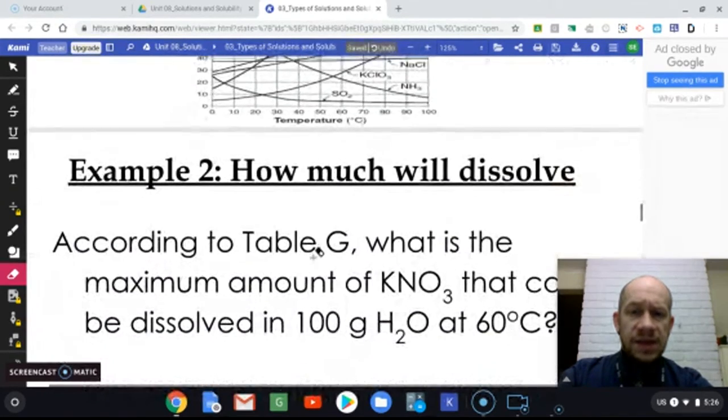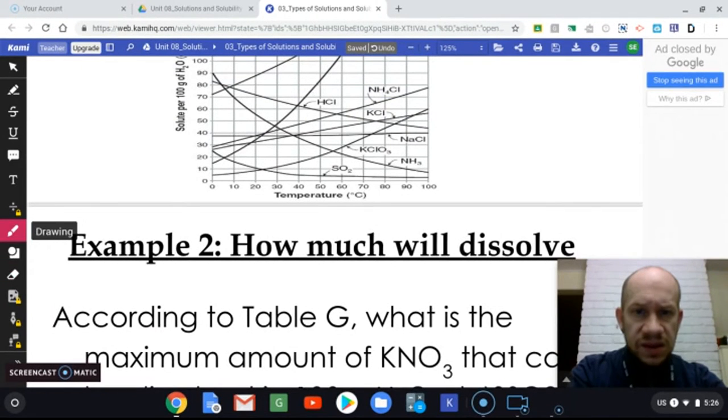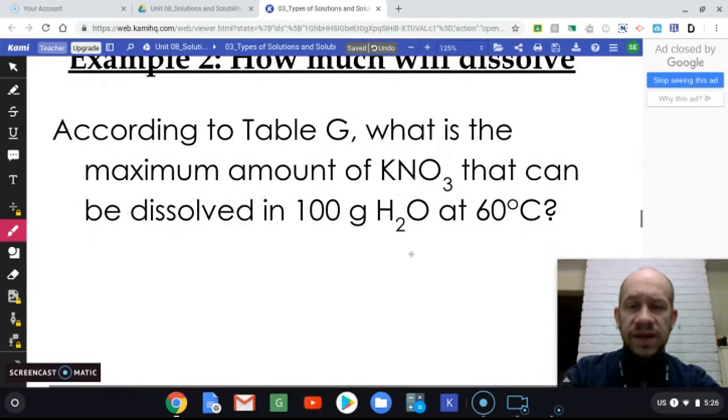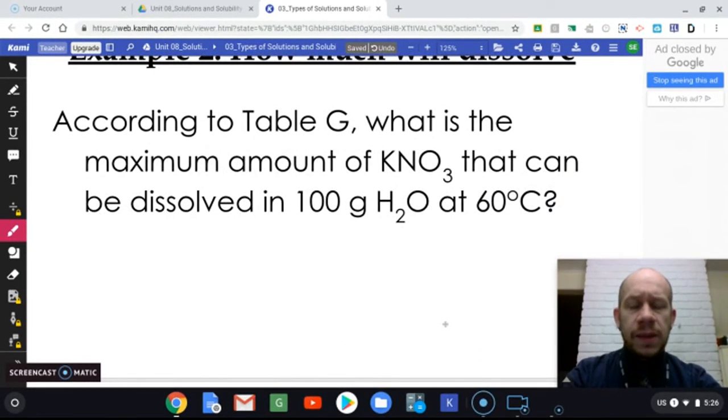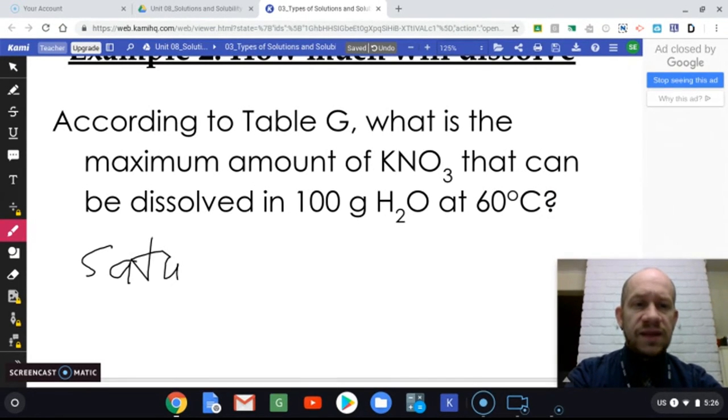I am at 60 degrees Celsius, so I'm going to find 60 degrees Celsius right here. I want to know what the maximum amount of KNO3 that can be dissolved in 100 grams of H2O will be. So the maximum amount that I can dissolve will make me saturated. That's what that phrase means.